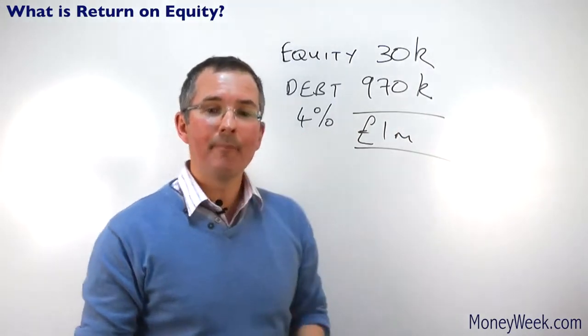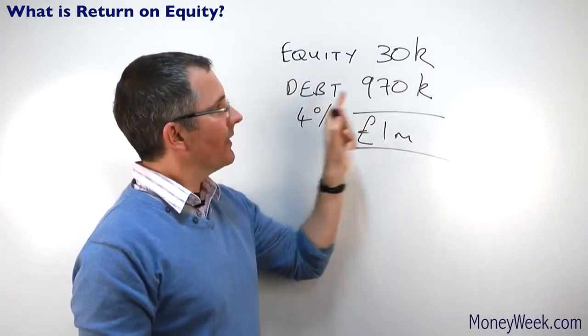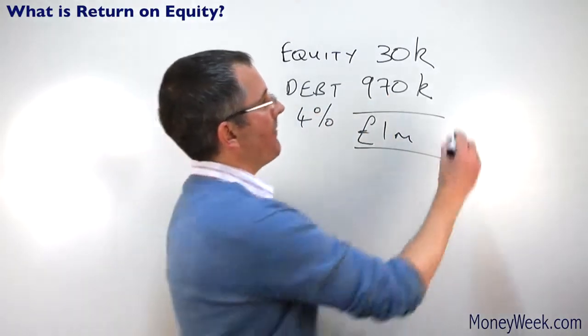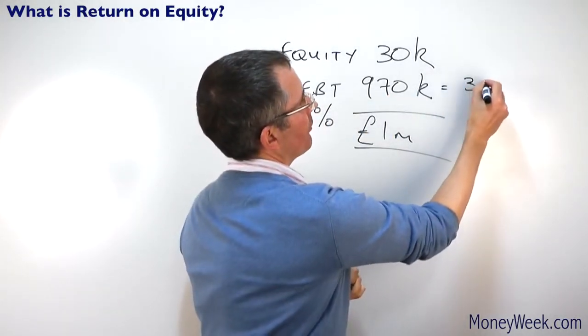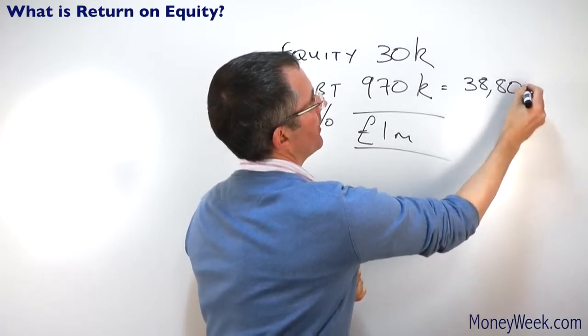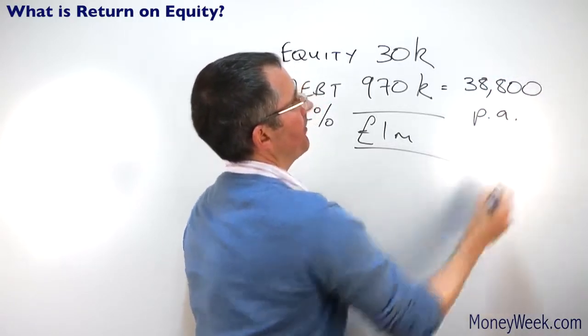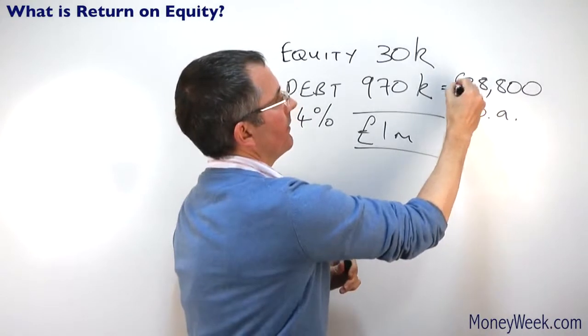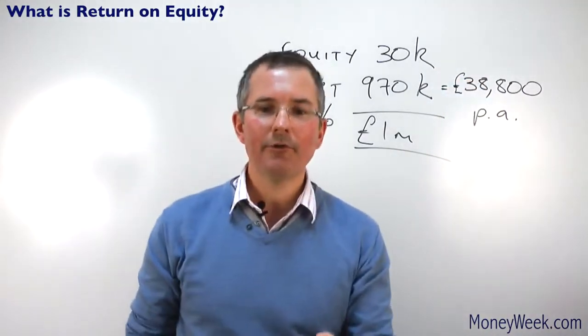Now here's the point. That debt comes at a price. That debt of 4% is going to cost you about £38,800 per year, per annum, in interest charges. That's 4% of the 970,000.